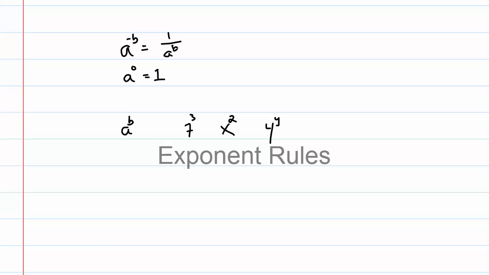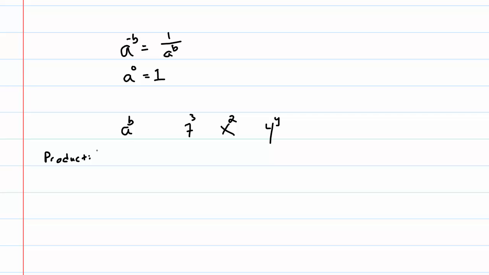Now let's look at some rules. The product rule is when we multiply two numbers with different exponents. If we have a to the b power and we multiply it by a to the c power, we just add those exponents, and this becomes a to the b plus c.